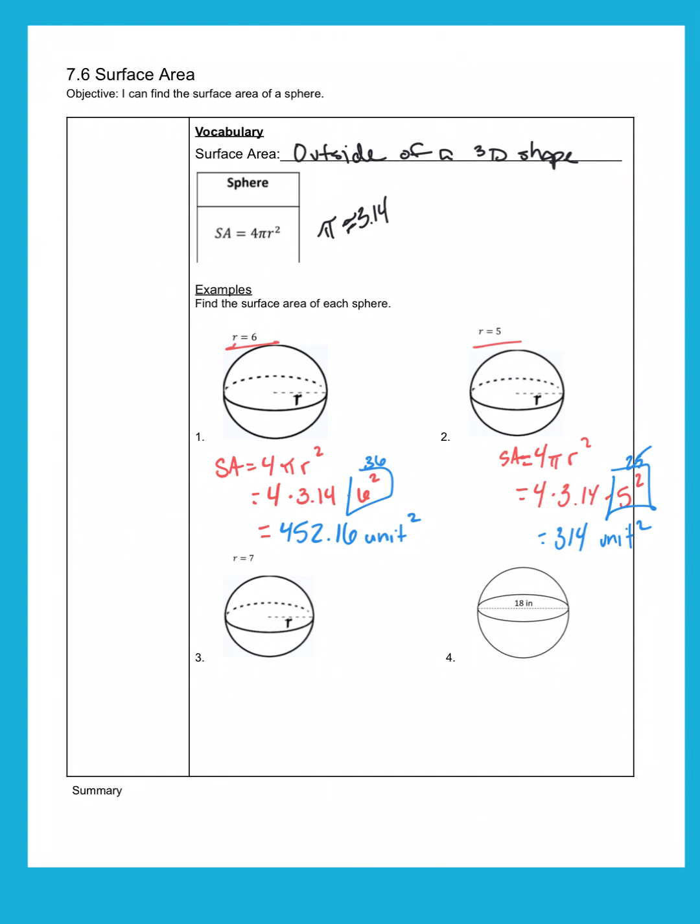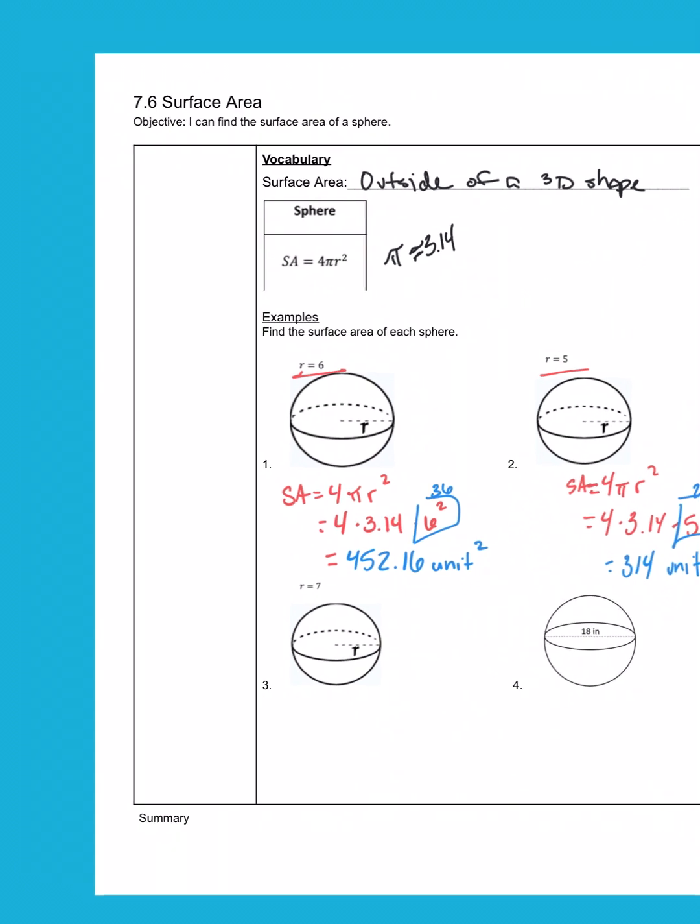Okay, and then we're going to do something a little bit different for number 3, just so we can see a different type of directions we might see. You might see directions that say leave answer in terms of pi, or something along those lines. So we're just going to use this as an example of what it means to leave an answer in terms of pi.